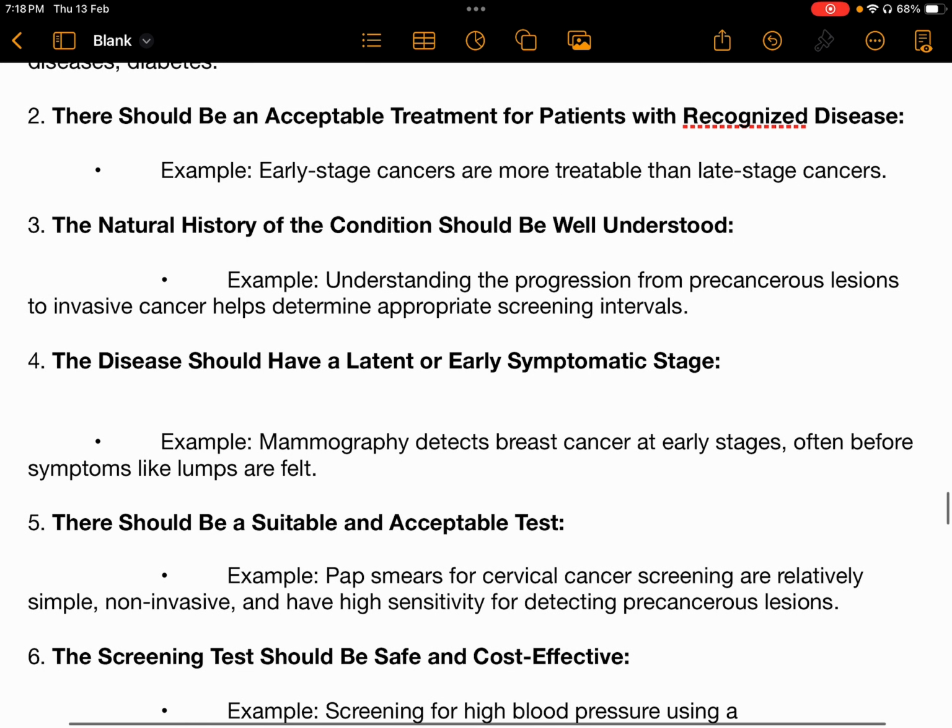Fourth principle: the disease should have a latent or early symptomatic stage. Screening is only beneficial if there is a stage during which the disease can be detected before clinical symptoms appear, and if early detection leads to better outcomes. Example: mammography detects breast cancer at early stages, often before symptoms like lumps are felt.